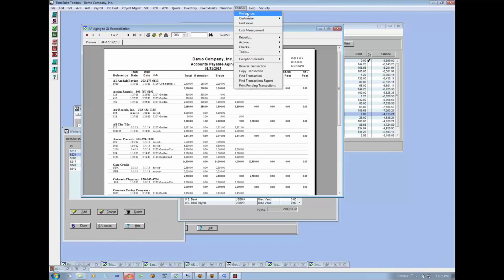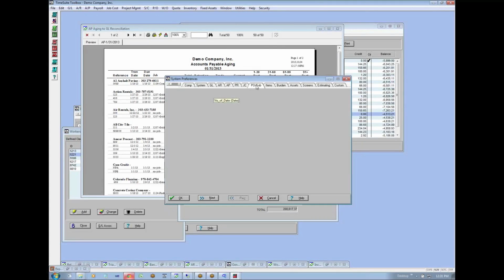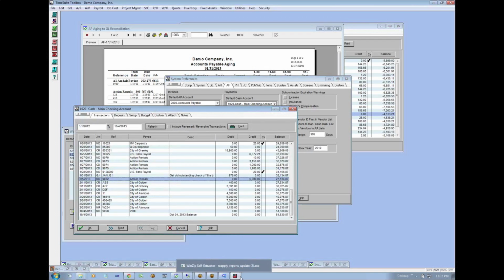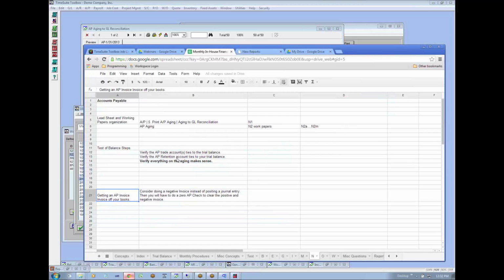The subcontract control check stub preference is here, by the way. AP, use subcontract control check stub. What that does is it generates a check for each by job to the sub. Actually by subcontract, to the sub. That way it can recap some of the AIA concepts on your receivable side on your AP check stub. If you're not familiar with that feature, it's a really nice feature. So call in and do a support call and we'll show you how it works, or just help you set it up. Okay, so that's how you would clear that item.